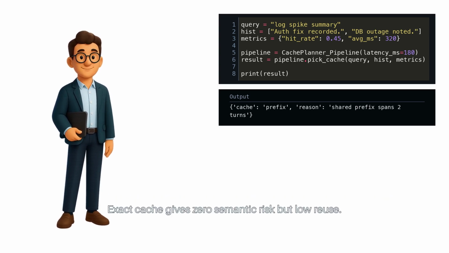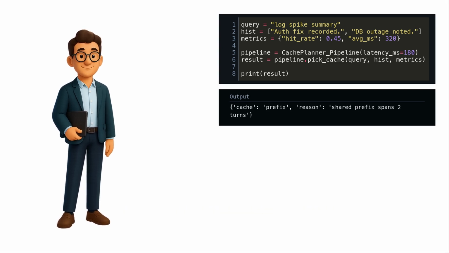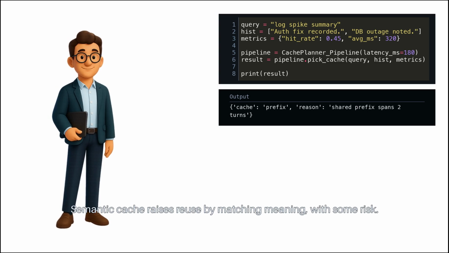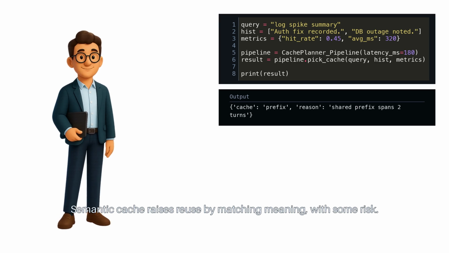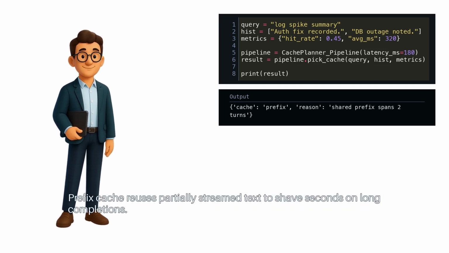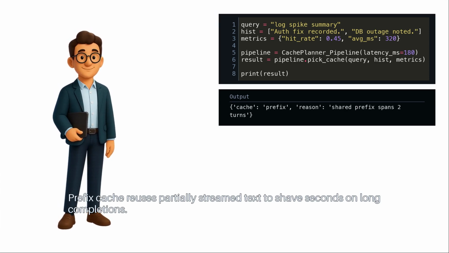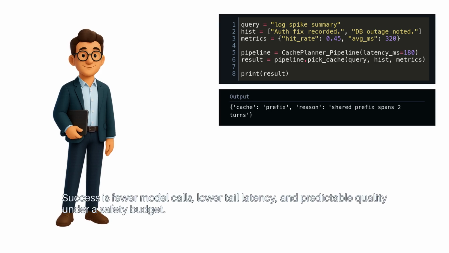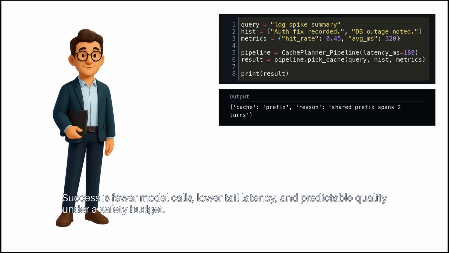Exact cache gives zero semantic risk, but low reuse. Semantic cache raises reuse by matching meaning with some risk. Prefix cache reuses partially streamed text to shave seconds on long completions. Success is fewer model calls, lower tail latency, and predictable quality under a safety budget.